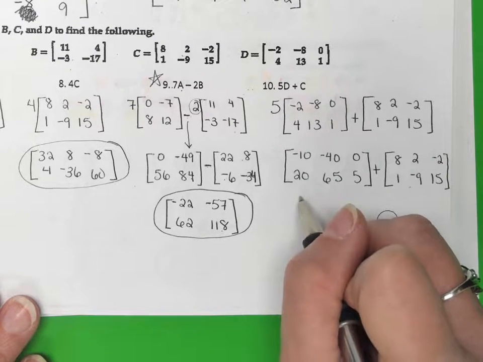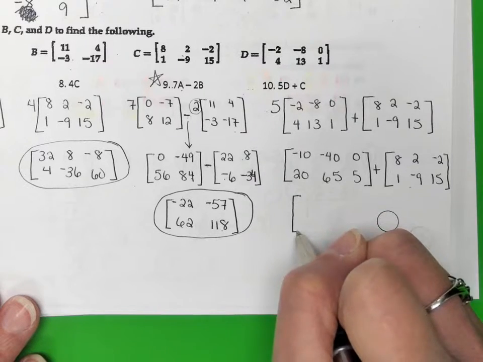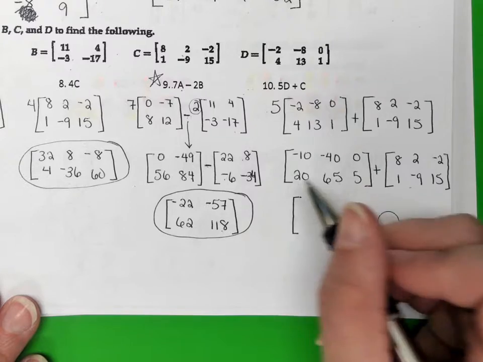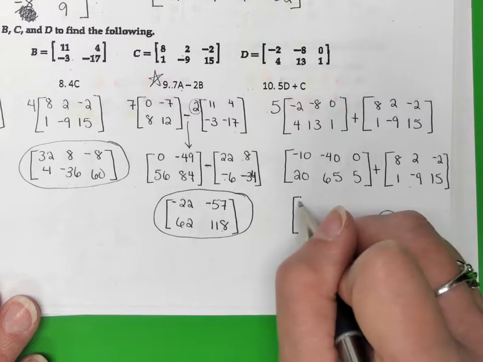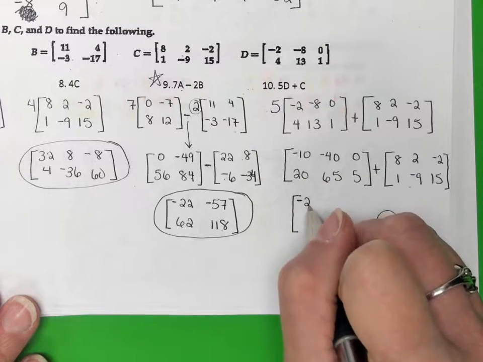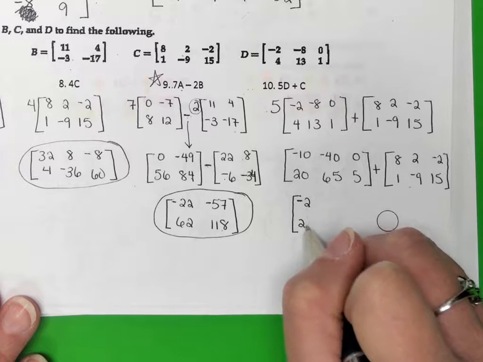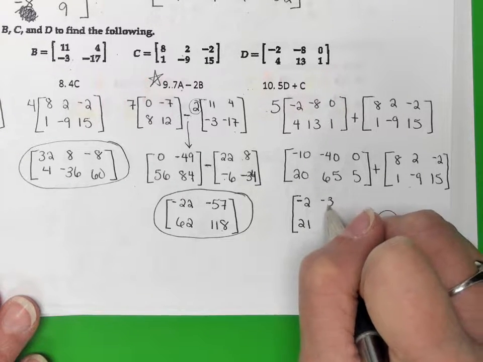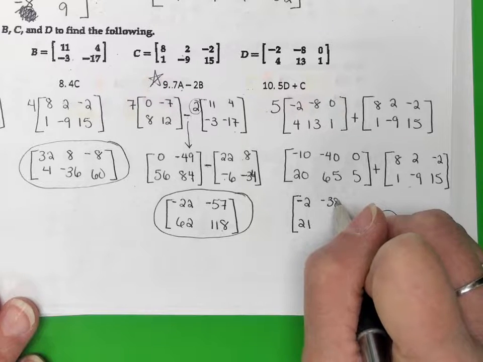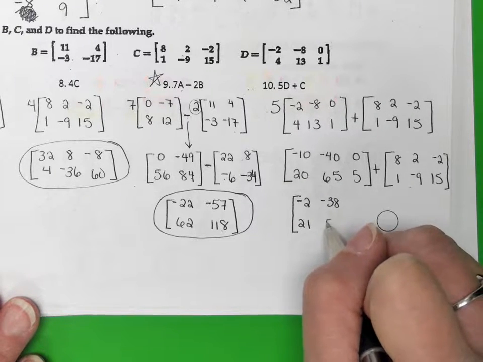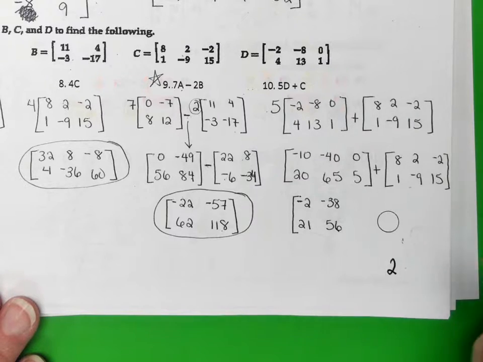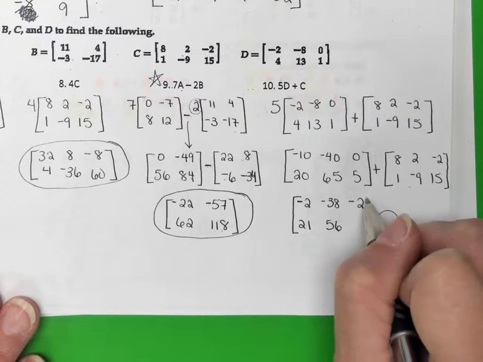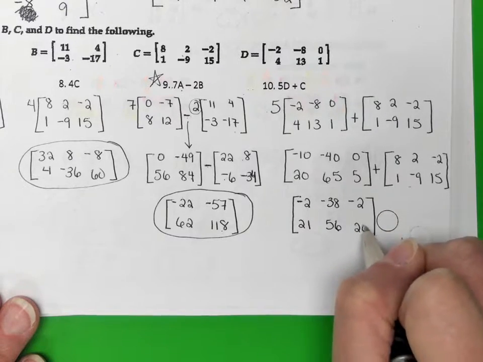All right, now we can add them. Actually, can we add them? Are they the same? Yes. All right, here we go. What's negative 10 plus 8? Negative 2. What's 20 plus 1? 21. What's negative 40 plus 2? Negative 38. 65 plus negative 9. 56. 0 plus negative 2. And 5 plus 15. 20.